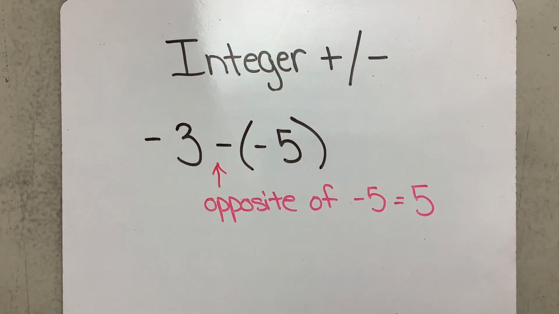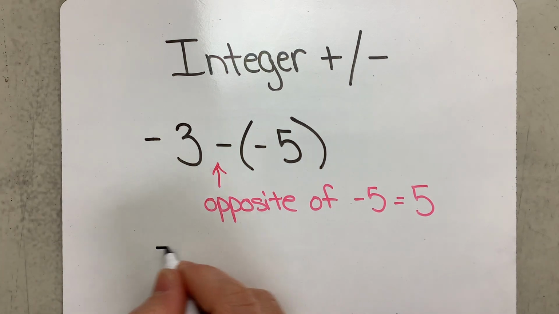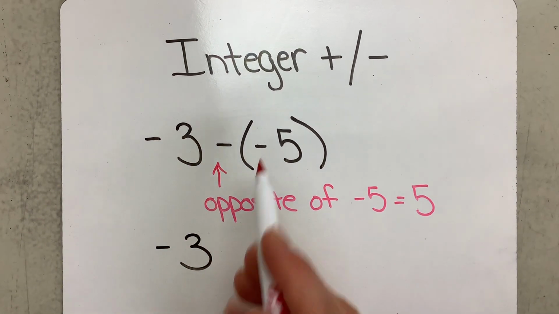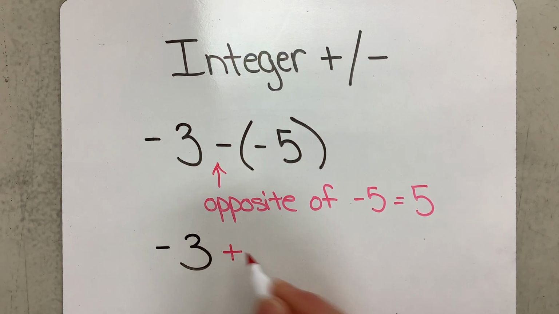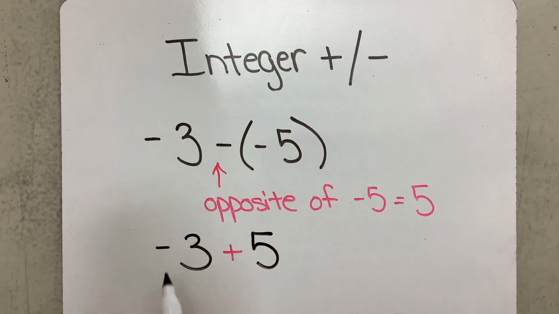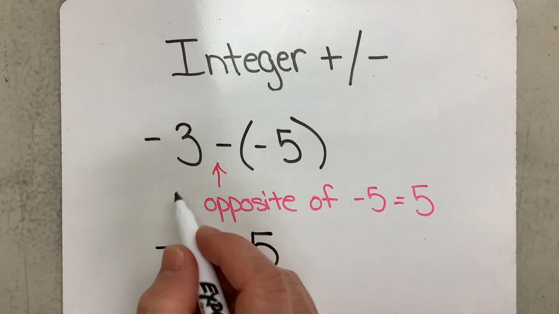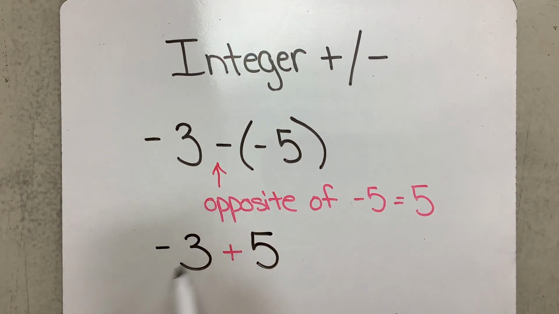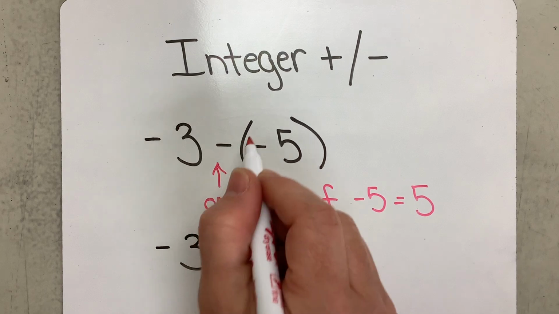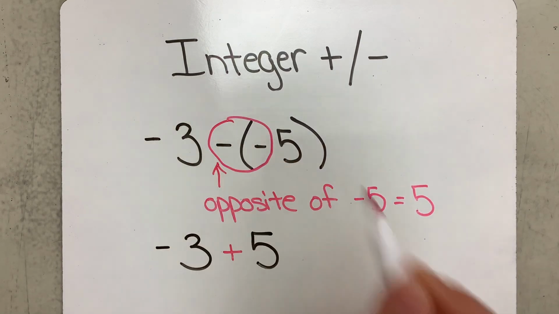Okay, so what we're going to do is we're going to rewrite this problem as negative 3. We're going to change this because negative times a negative is positive, and then we have the 5. Now please note, the 3 did not change. It comes directly down. A lot of students are changing that. We do not change that. These two have come together to form our positive. Okay.